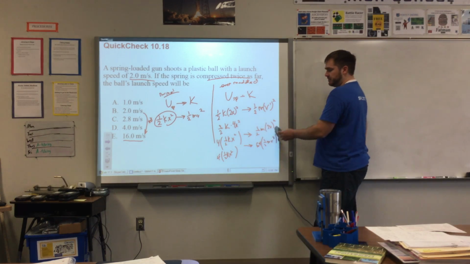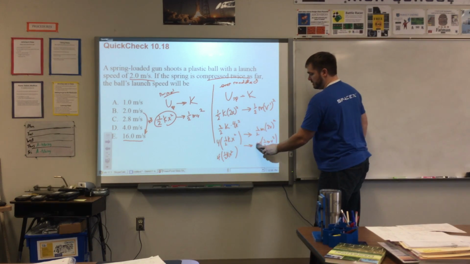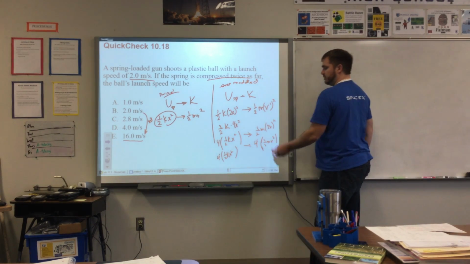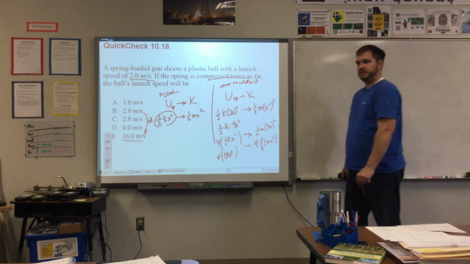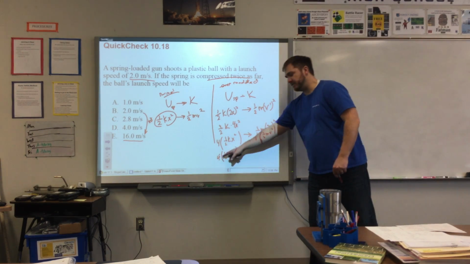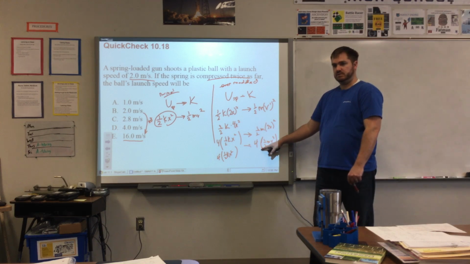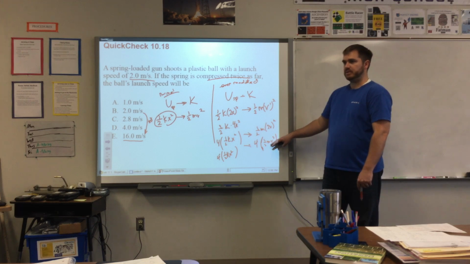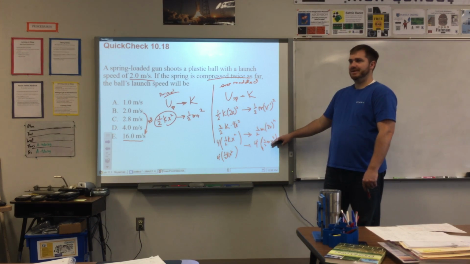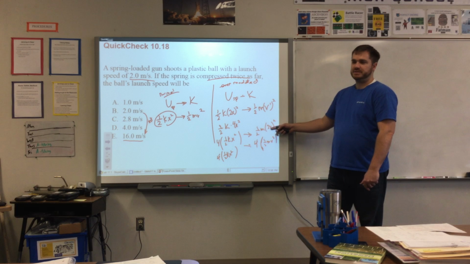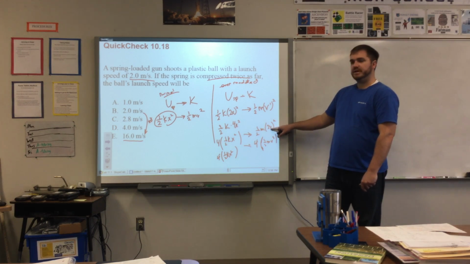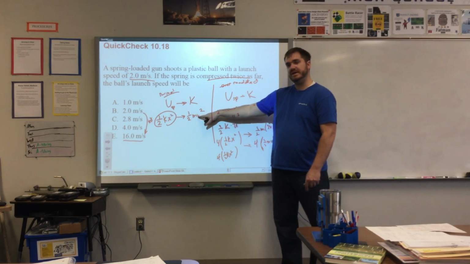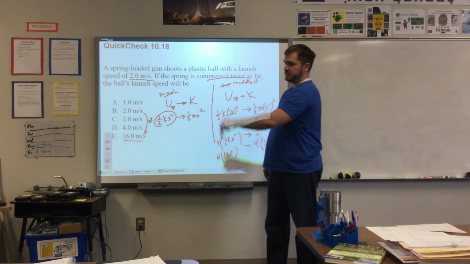Alright, now 2v quantity squared is going to be 4 times 1/2 mv squared. Now you can see that we've got a multiplier on both sides of 4. Okay? And so that's working out properly. They're doing that with the springs. So here we go. The idea here is that this velocity is twice what that velocity was. Which one of those is twice the original?